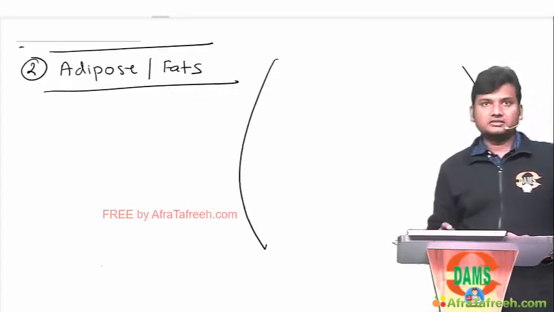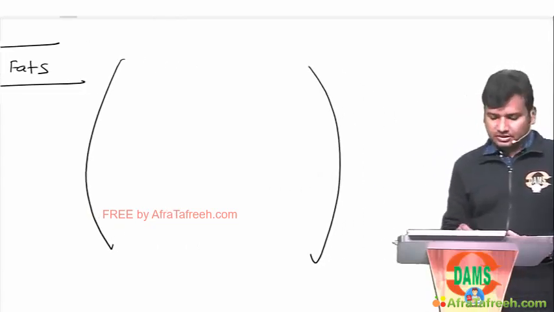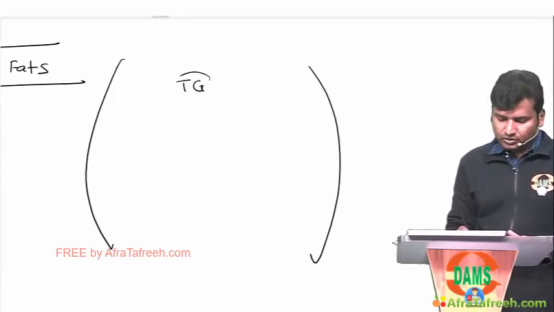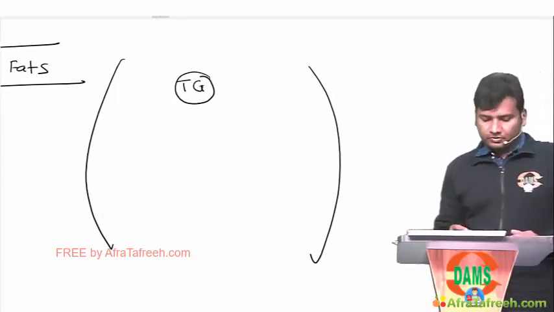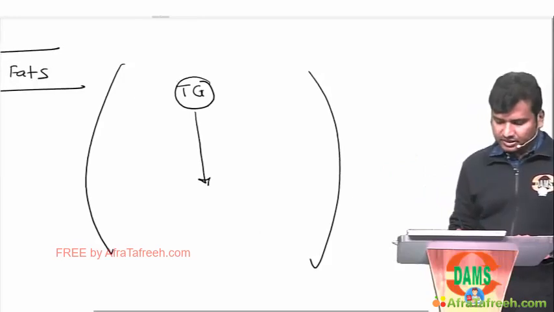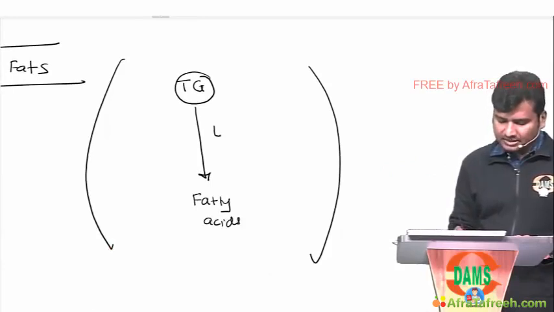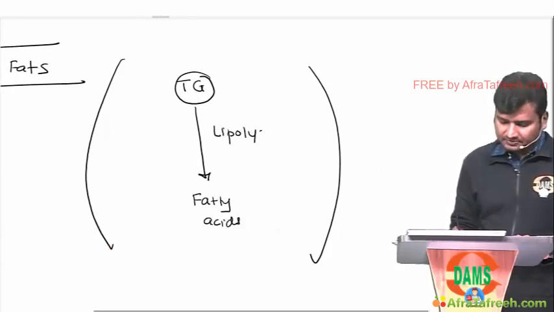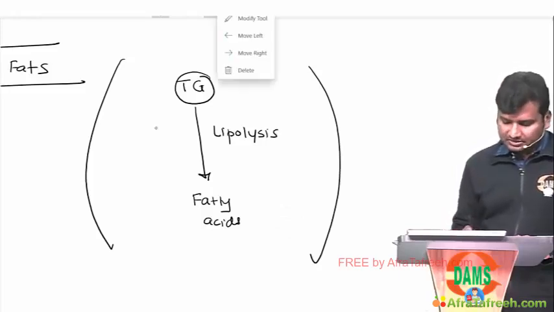Suppose this is fat or adipose tissue. In adipose tissue, triglycerides are stored as fat. When these triglycerides are converted to fatty acids, this process is called lipolysis. And this lipolysis is inhibited by insulin.